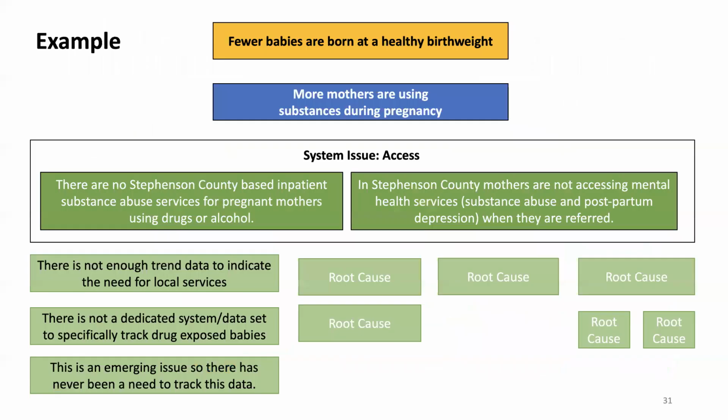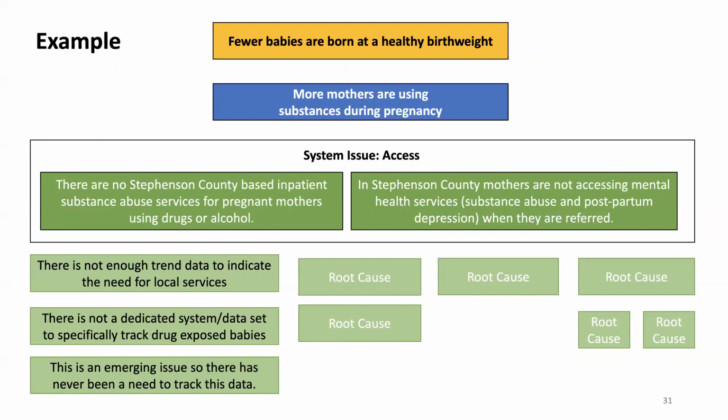And so just to give this a little bit more of an example to help make it more clear, this is overly simplified, but I think it'll give the idea. If we have fewer babies that are born at a healthy birth weight, we ask ourselves why this is happening. Well, one of the reasons is that more mothers are using substances during pregnancy. And then we have to start asking, okay, so why is this happening? What is it within the system that we're doing, or that is getting in the way of preventing those mothers from getting support around the use of substances during pregnancy?